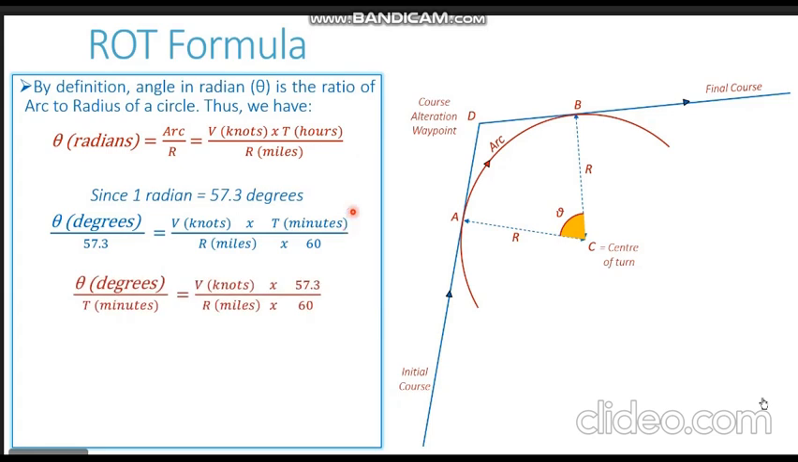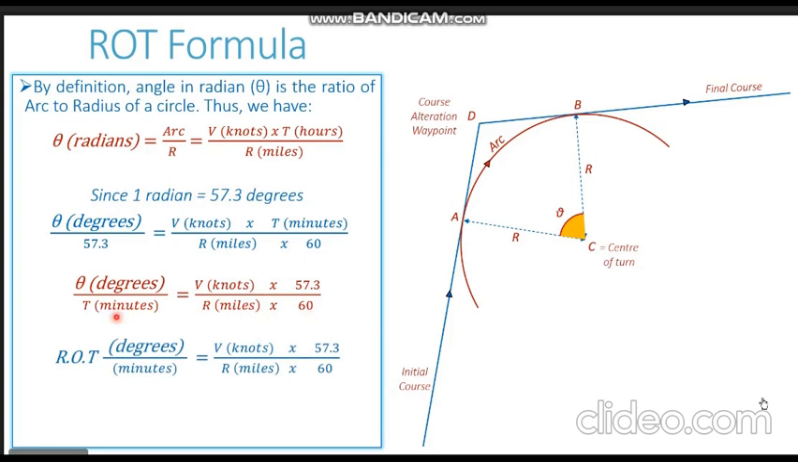Now what we do is this t minutes term is taken to the left hand side. It comes in the denominator here. So theta degrees upon t minutes is equal to V knots multiplied by 57.3. This 57.3, which was in the denominator on the left hand side, is now taken to the numerator of the right hand side. So V knots multiplied by 57.3 divided by R in nautical miles multiplied by 60.